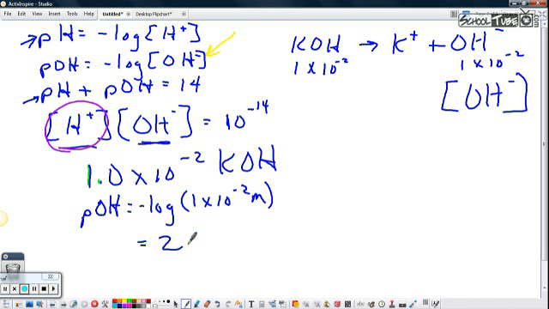Put in the negative, the little parentheses negative, punch your log button, or some of you, you'll have to put in your number and then punch the log button. You have to figure out your calculator on this. But the answer is going to be 2. But am I looking for the pOH? Does that answer the question? No. The question is, what is the pH? Not what is the pOH?